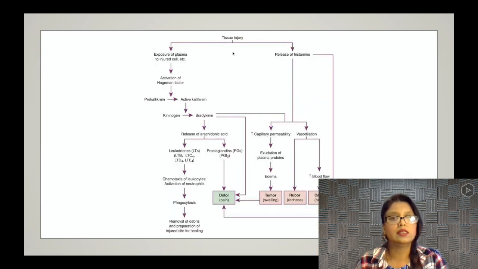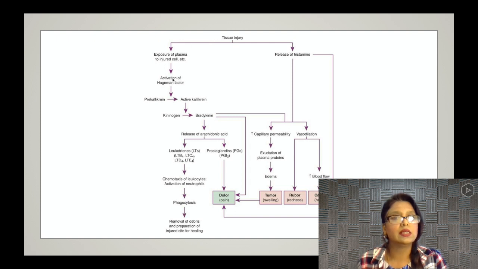Now this one talks about tissue injury, let's say there was a cut in the hand. So there will be histamine release. Histamine release is the one that causes allergic responses. It will cause increased capillary permeability, vasodilation. Then it will cause the exudation of plasma proteins, edema. It will cause swelling over there. It will cause rubor, redness, and it will cause calor, blood flow, vasodilation. And then also for tissue injury, it will cause exposure to injury.